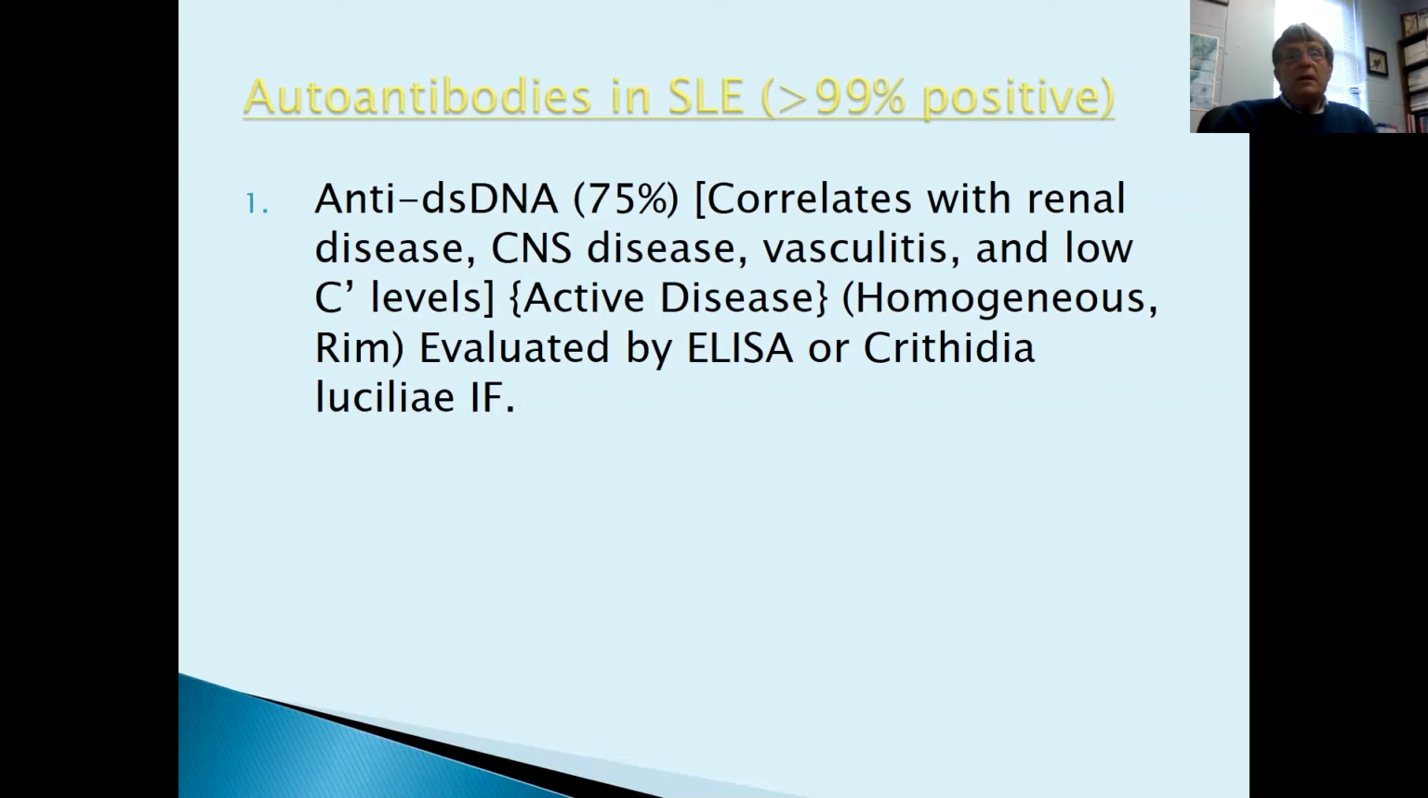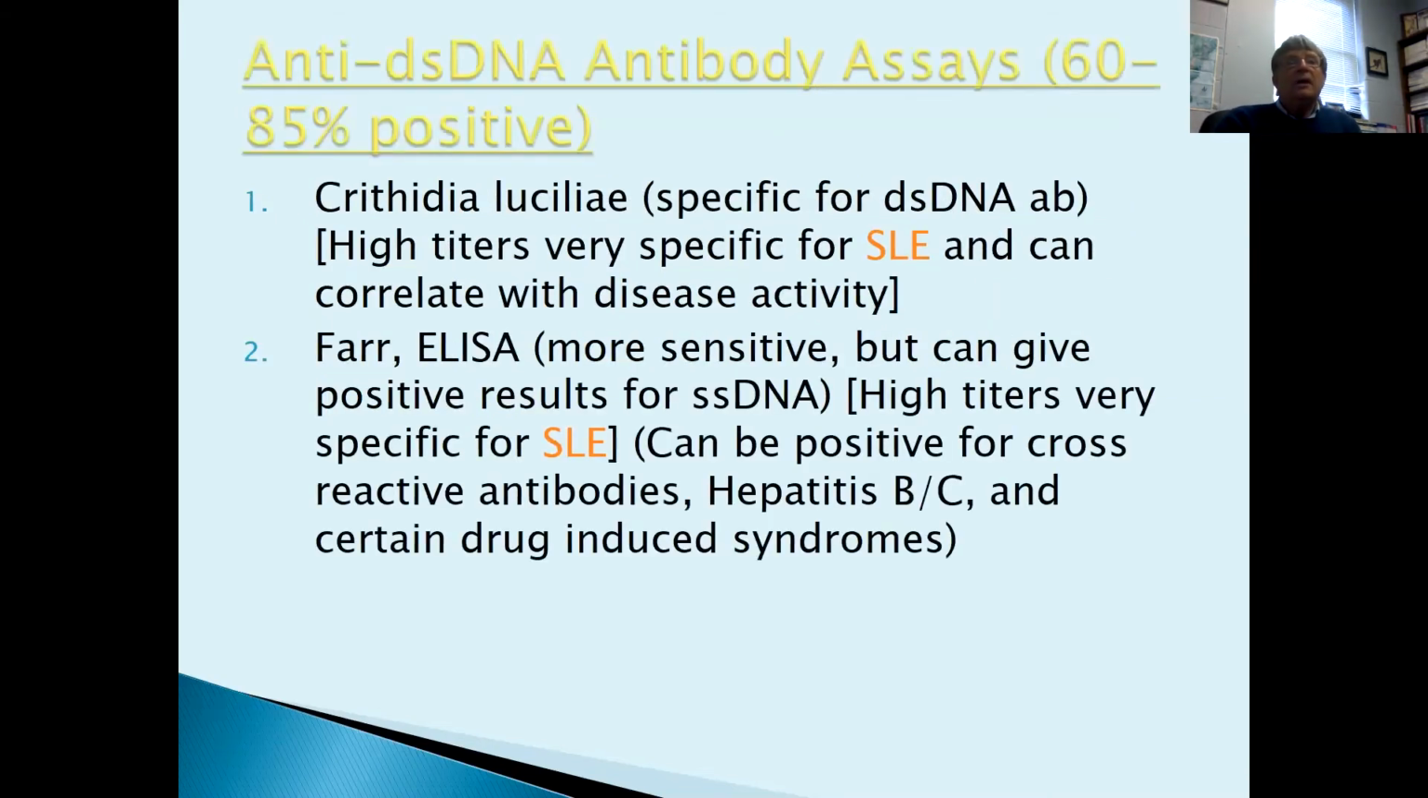Antibodies to double-stranded DNA occur in about 75% of lupus patients. It correlates with renal disease, central nervous system disease, vasculitis, and low complement levels. It usually will give a homogeneous or rim pattern on the ANA, but you need to be evaluated by ELISA or Crithidia. There are 2 assays for antibodies to double-stranded DNA.